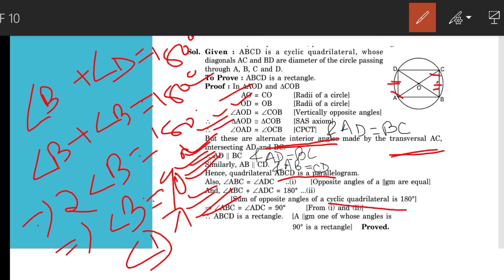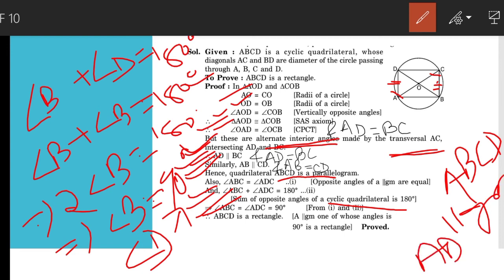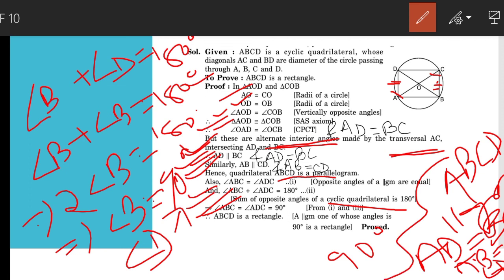So not only did we get ABCD as a parallelogram, but AD is equal to BC and AB is equal to CD and the interior angle is 90 degrees. So together with all these we can say it is a rectangle. What was required to prove was that the cyclic quadrilateral is a rectangle, so we have proved it.